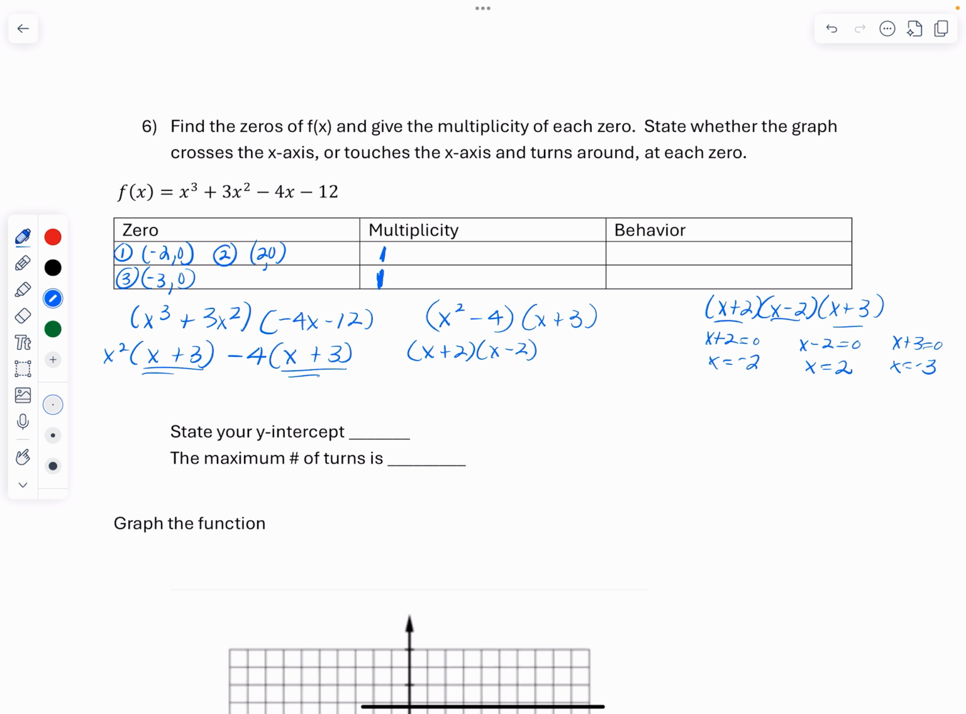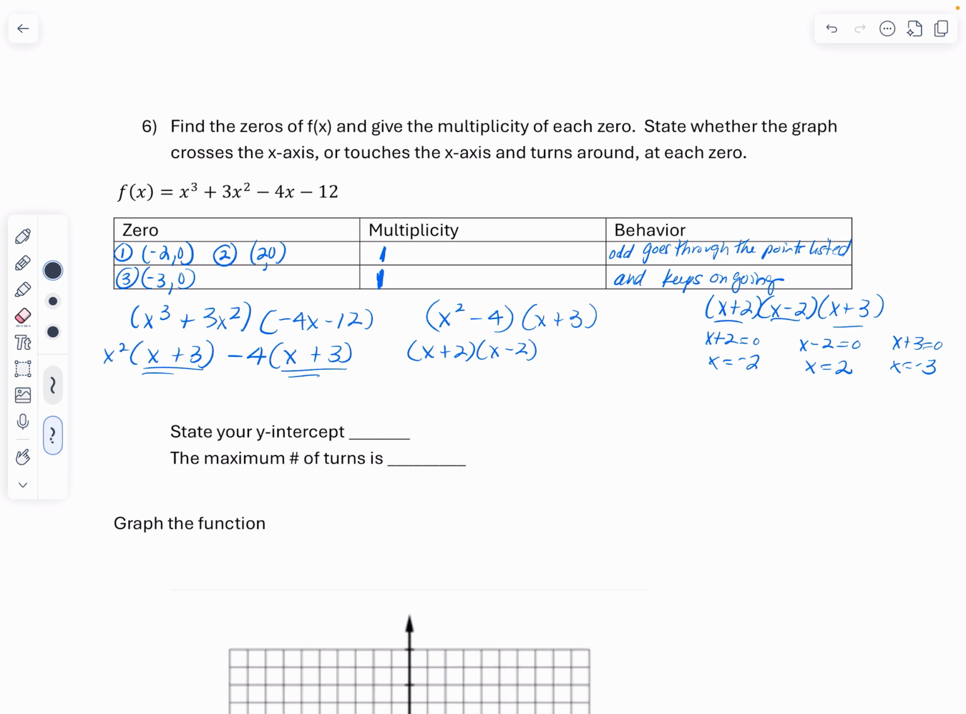So that means the behavior, since the multiplicity is odd, it goes through the points listed and keeps on going. By the way, if you got a multiplicity of 2, that would mean something like this, x minus 2 squared. If I had 2 of them, then it would be even, and that means it goes to that point and it turns around. So you'd see a turn there. I just wanted to point that out.